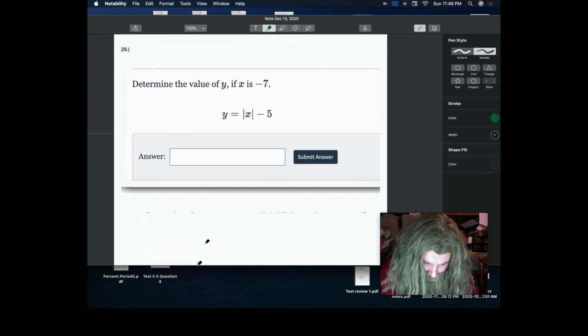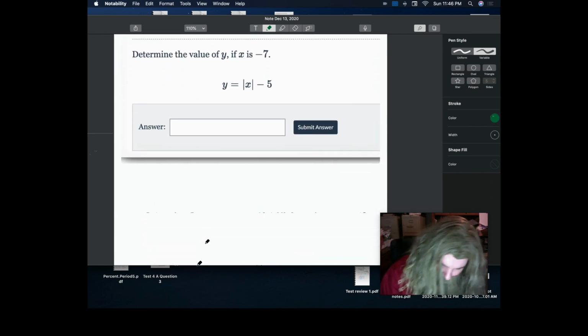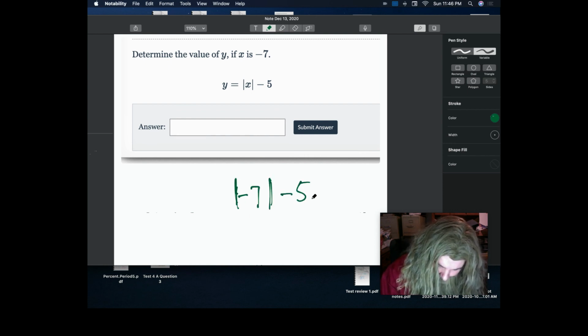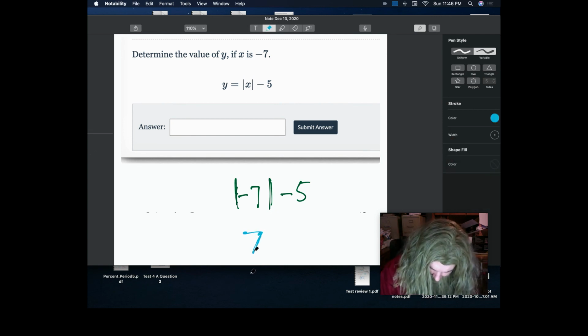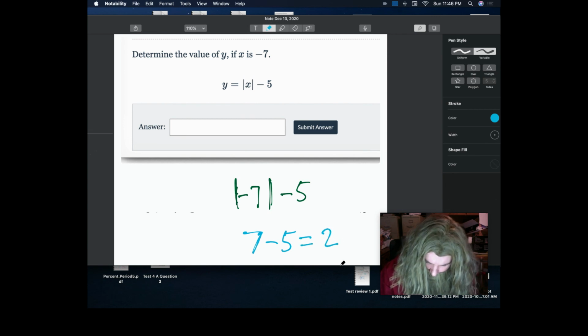To emphasize the point in the next problem, we are given the absolute value of -7. And there it is important to realize, once more, the absolute value is like when we do math, positive. And so we have 7 minus 5, which is 2. And there is our answer. Shall we move on? I think so.